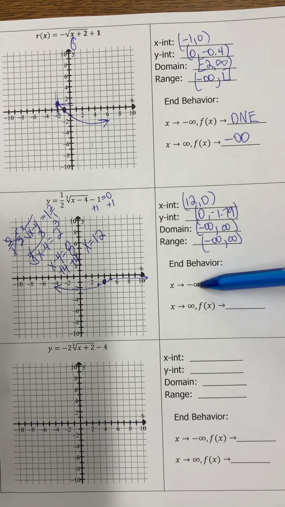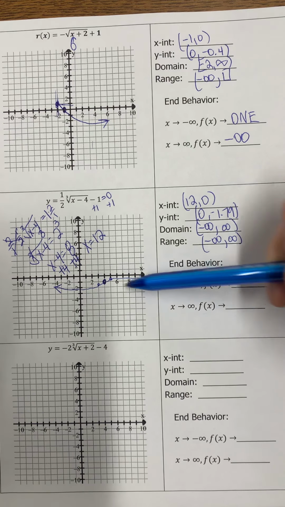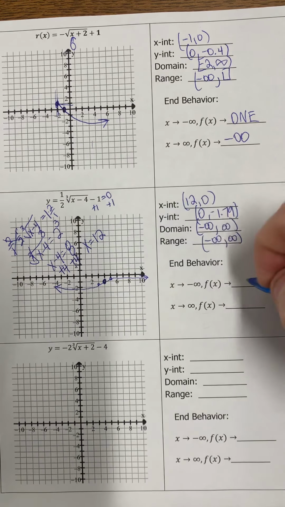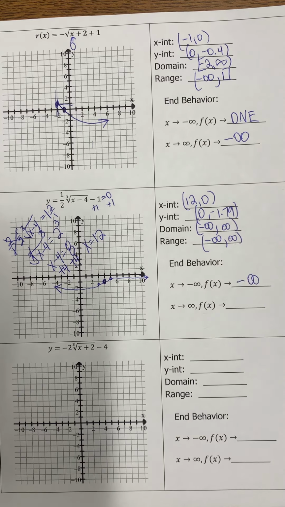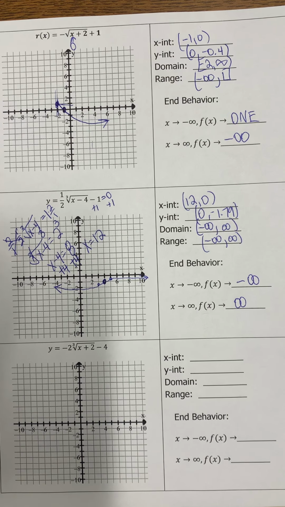The left side of the graph this time, we can talk about the end behavior because it does continue to go to the left. It's going down on the left side. It's going up on the right side, so positive infinity on the right side.